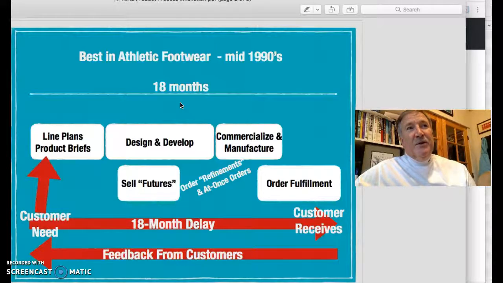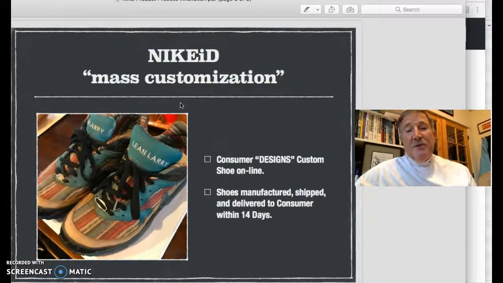We knew that we were doing a lot of things that wouldn't scale at the time we put it in place, but we did make it out there and be the first in the marketplace to do it. So the program was called Nike ID, and the big vision was to eventually have mass customization.